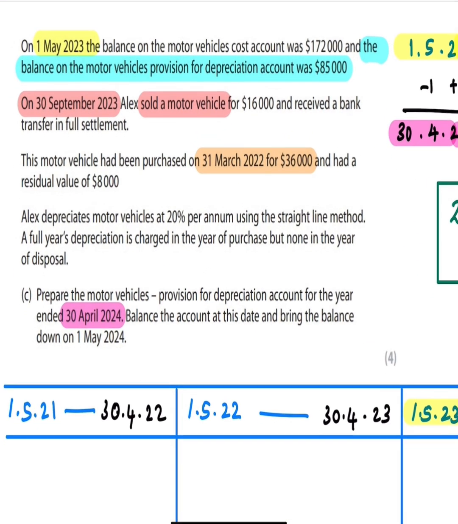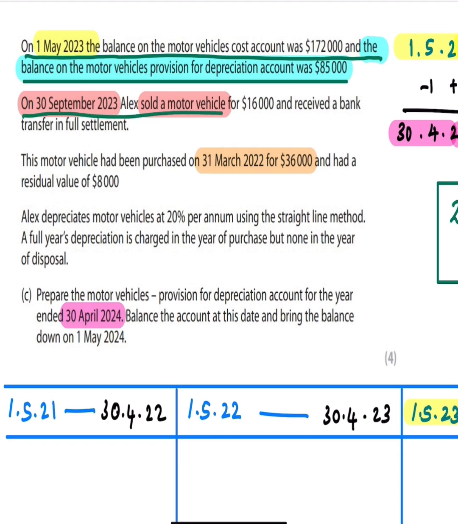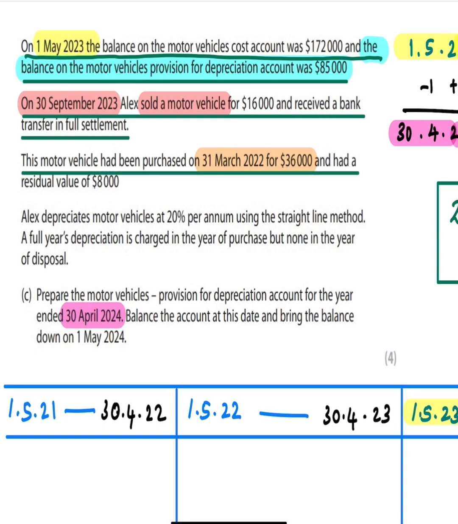On 1st May 2023, the balance on the motor vehicle account was $172,000 and the balance on the motor vehicle provision for depreciation account was $85,000. On 31st September 2023, Alex sold a motor vehicle for $16,000 and received a bank transfer in full settlement. This motor vehicle had been purchased on 31st March 2022 for $36,000 and had a residual value of $8,000.